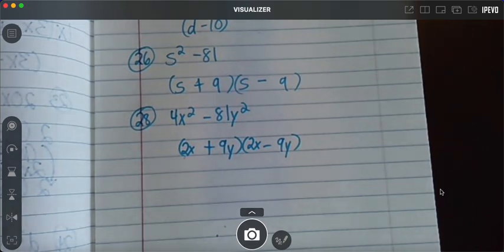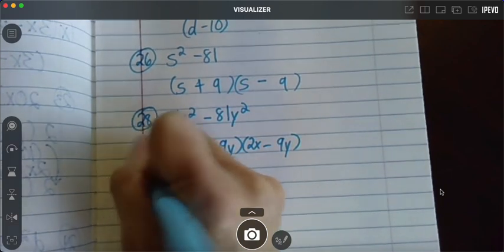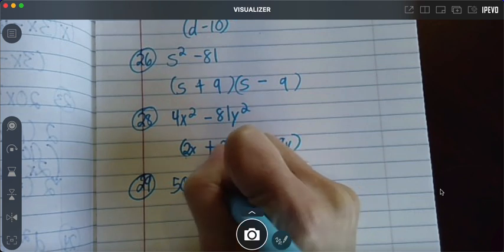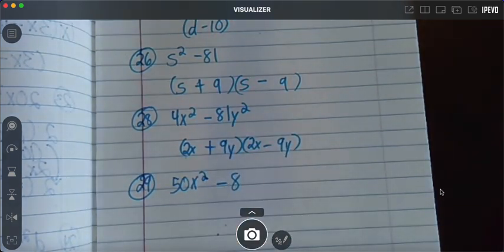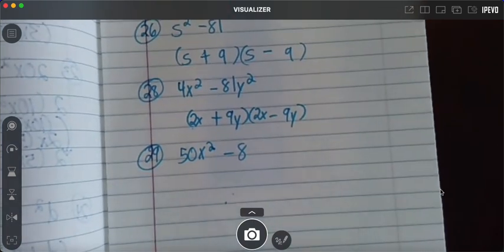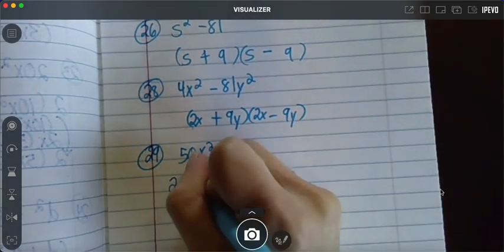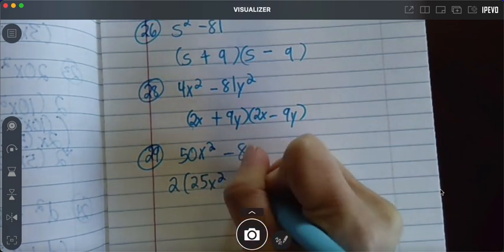Now, 29. I told y'all you would have to, 29 and 30 are kind of new, but kind of not. Thank God. 29, 50x squared minus 8. Are those perfect squares? Is that a difference of perfect squares? No. But is there a number that goes into 50 and 8? Sure. 2. All right, let's try that. Let's factor out this 2. 25x squared minus 4.